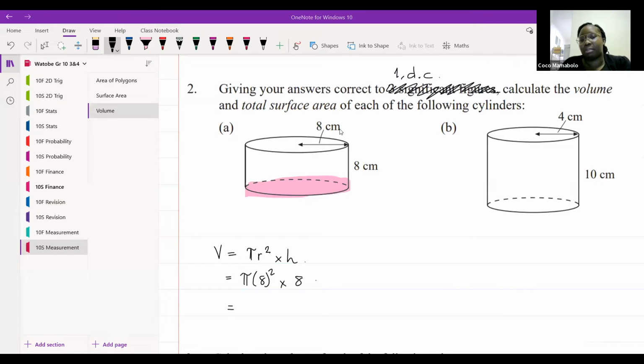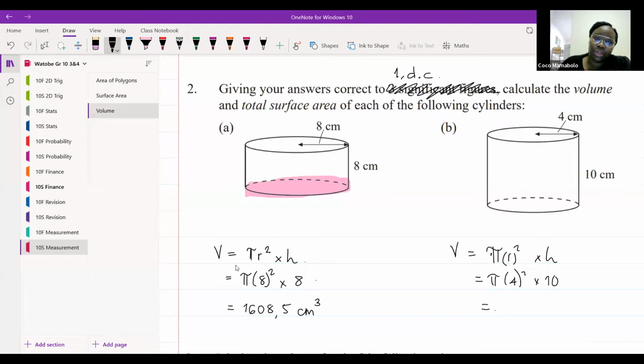Right, in B over here, thank you, Jenna. Excellent. I'm also going to have pi times radius squared times height, which is going to be pi times 4 squared multiplied by 10. Okay, beautiful, Jen. 1608.5 centimeters cubed. And on this side, how much do we get? I know it's supposed to be 160 pi, I don't know what 160 pi is going to be. 160 times 3, 502.6. Thank you, guys.